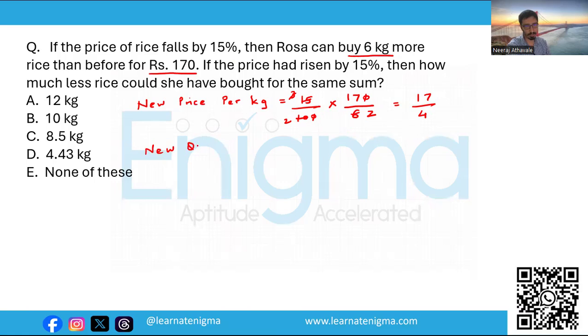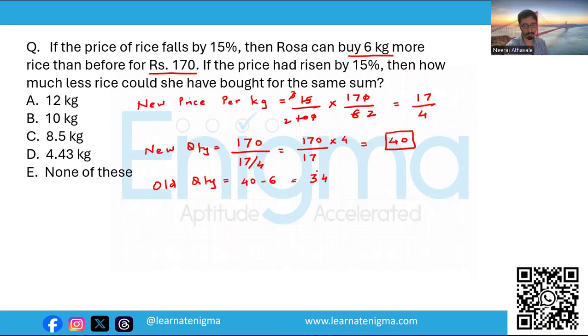Now the new quantity you can easily find out. The new quantity is the total bill, that is 170, divided by the new price, that is 17 by 4. So 170 divided by 17, 4 goes in the numerator. So solving this, we get the new quantity as 40. Now we can easily get the old quantity. Old quantity is 6 less than the new quantity. So 40 minus 6, that is 34.